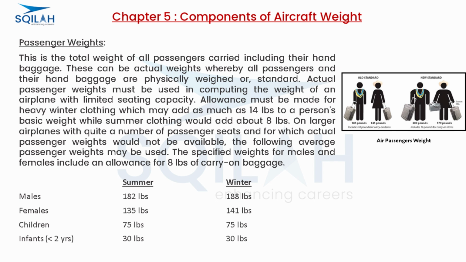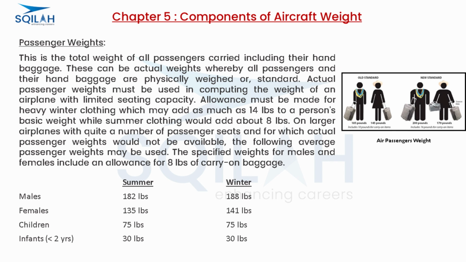Passenger weights. This is the total weight of all passengers carried, including their hand baggage. These can be actual weights, whereby all passengers and their hand baggage are physically weighed, or standard. Actual passenger weights must be used in computing the weight of an airplane with limited seating capacity. Allowance must be made for heavy winter clothing, which may add as much as 14 pounds to a person's basic weight, while summer clothing would add about 8 pounds.